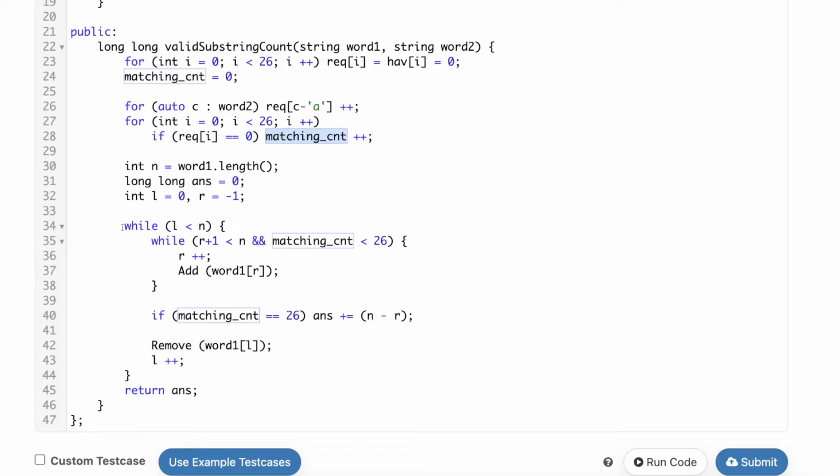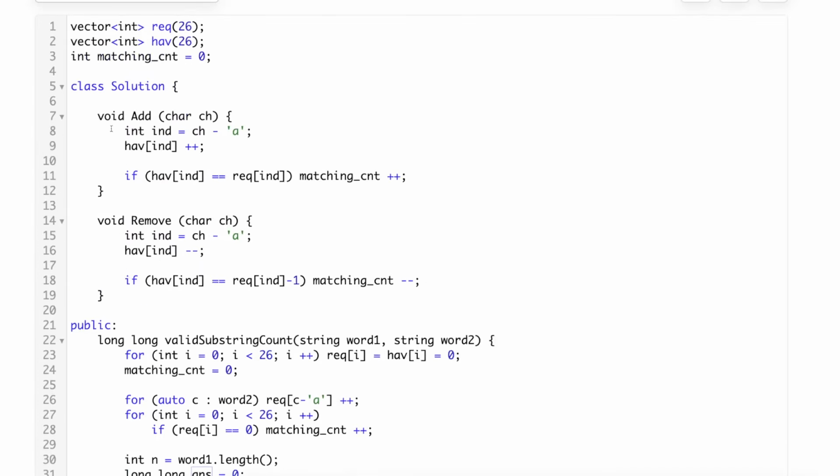And after this entire loop ends, the answer will contain the total number of valid subarrays, and you will return that as an answer. Now let's look at the add. Add is very straightforward. We are adding a character, so we increment its frequency. Now if after incrementing the frequency, it becomes equal to the required number of characters, it means it was previously not valid, but now it is valid. And because it has become valid in this iteration, I will increment my counter as well.